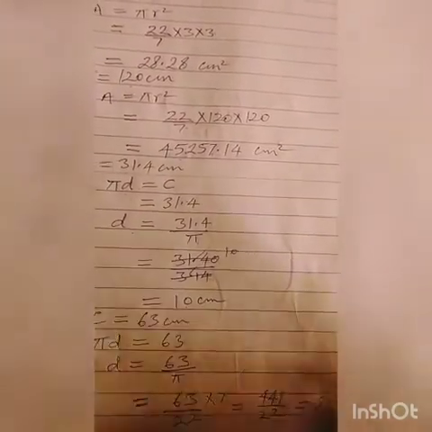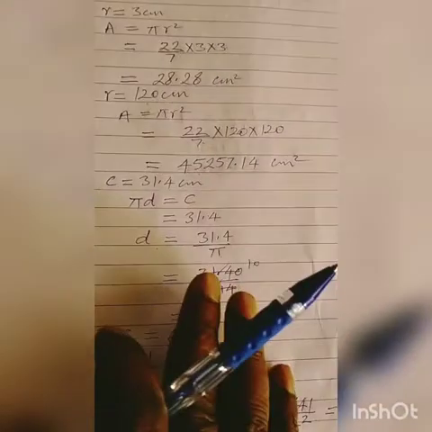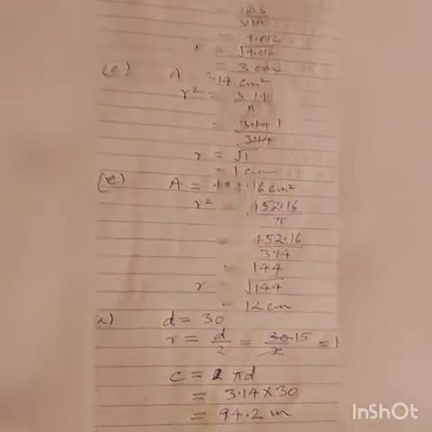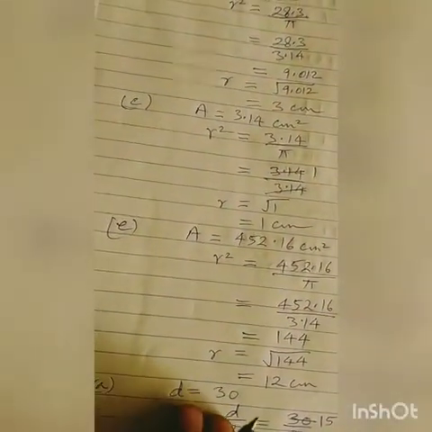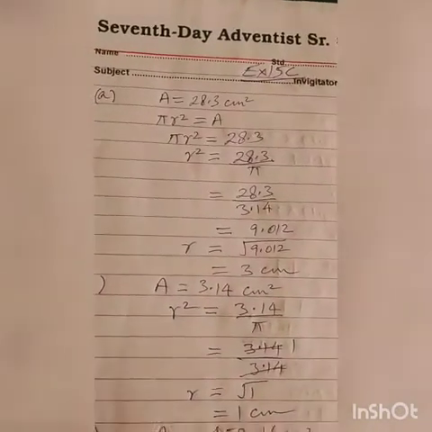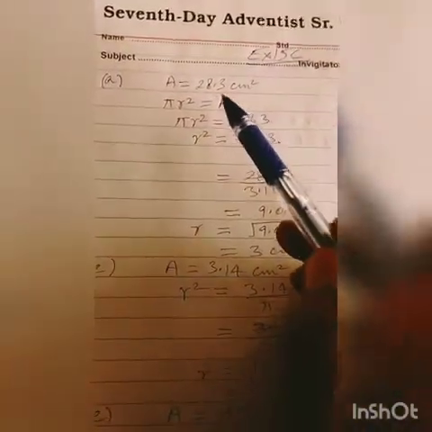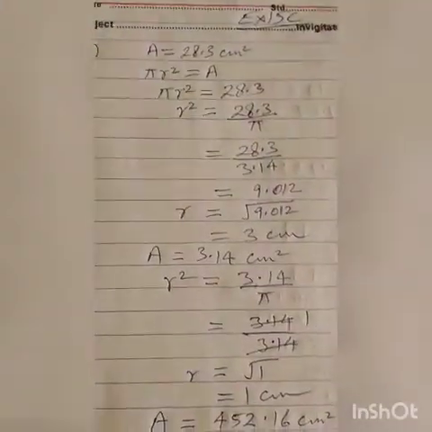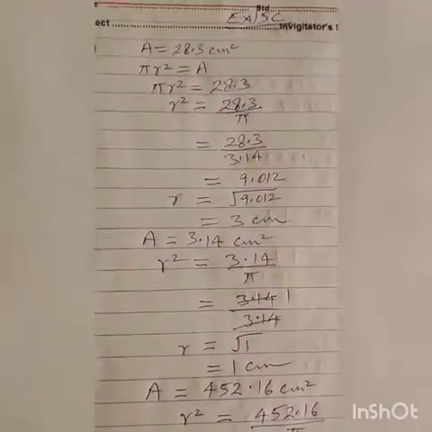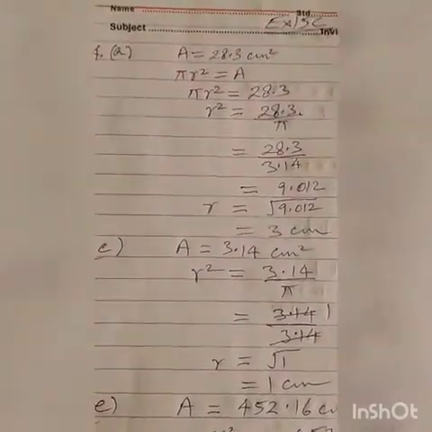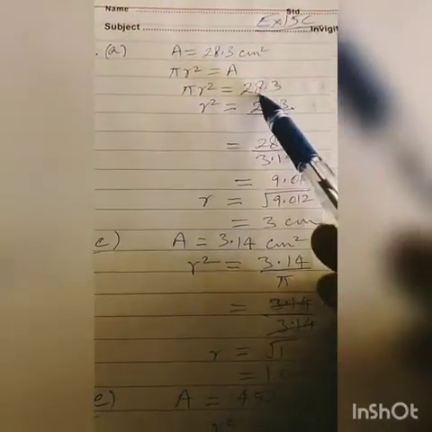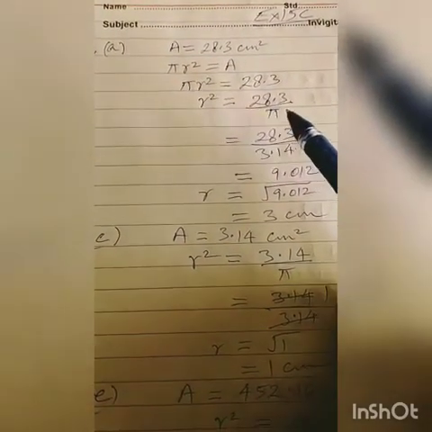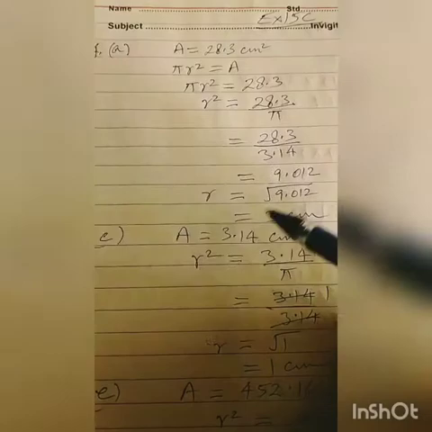Okay, now fourth question. In fourth, you have to find radius and area is given. So you know the formula of area. Here in A part area is 28.3 centimeter square and formula is pi r square. So pi r square equal to the area which is 28.3. So r square equal to area upon pi. So divide by 3.14.